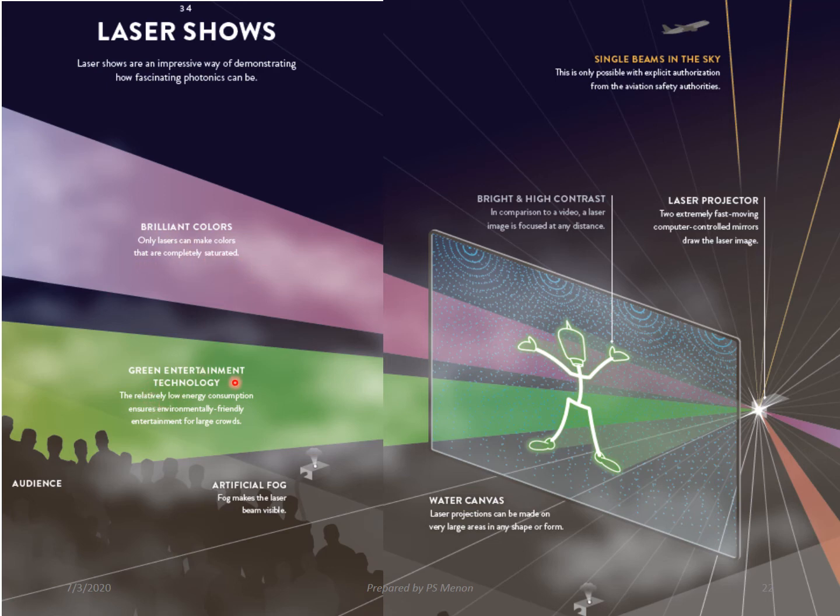You have green entertainment technology. The energy consumption is low, so therefore it's environmentally friendly. It's also good entertainment for large crowds because the power is low. You can also have an artificial fog, which makes the laser beam visible. Okay, and this is where the audience are here. And single beams in the sky, this is only possible with explicit permission.